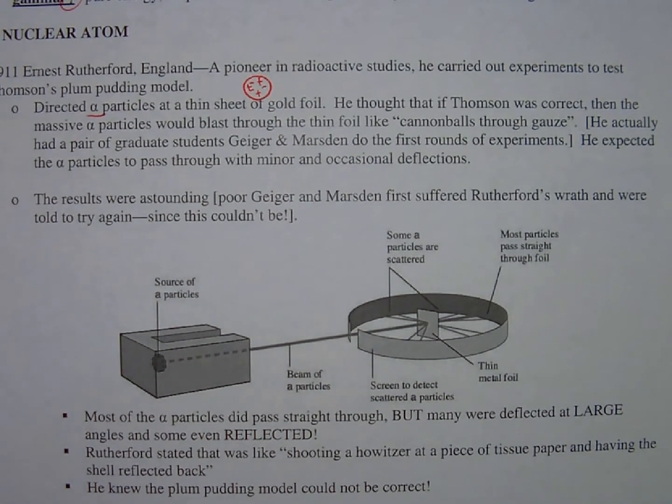But in fact, the very first iterations of this experiment were not actually carried out by Rutherford himself. They were actually carried out by a pair of graduate students that were working under Rutherford. Some pretty famous guys, Geiger and Marsden. They were actually doing the first several iterations of the experiment. And so he expected the alpha particles to pass through this sheet of gold with minor and very infrequent deflections.